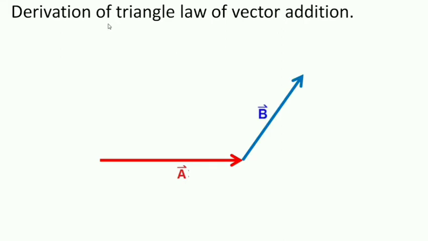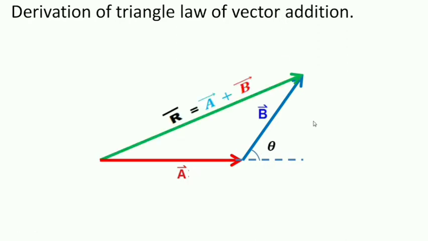So this is our vector A and this is our vector B, and theta is the angle between vector A and vector B. According to the triangle law, the resultant of these two vectors will be given by the third side of the triangle. So this is the resultant. Suppose beta is the angle made by the resultant with one of the vectors. Out here beta is the angle between the resultant and vector A. Please don't get confused between theta and beta. Theta is the angle between the two vectors which we are adding, and beta is the angle which the resultant makes with one of the vectors.